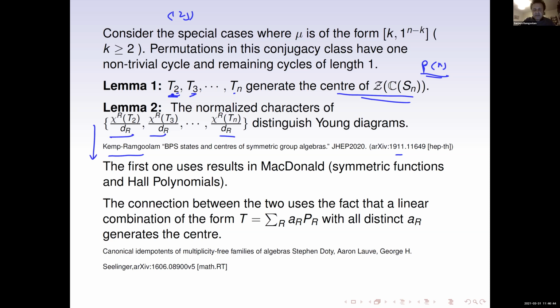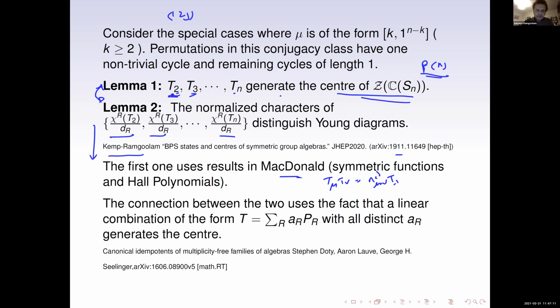no two distinct Young diagrams. So basically, if you scan over the Young diagrams, these lists are going to be different. And this is related to this fact that T2 up to Tn generate the center. The fact that these generate the center uses some results about the structure of that multiplication algebra, T mu, T nu, that I mentioned, which are proved in the book by McDonald.